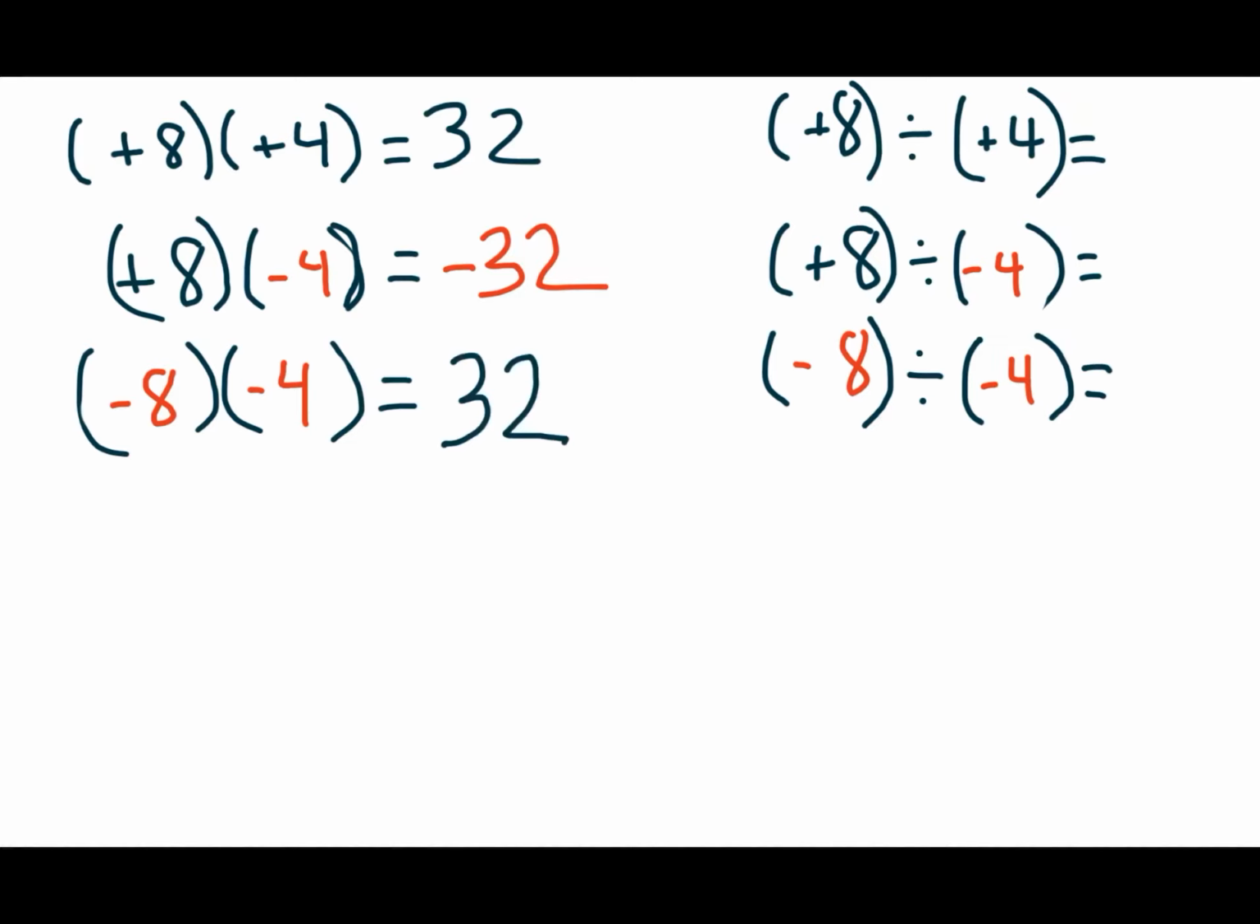All right, let's look at dividing. 8 divided by positive 4 is 2. 8 divided by negative 4 is going to be negative 2. And finally, negative 8 divided by negative 4, those are both negative numbers. You're going to get a positive 2. Okay, so we're going to review this a little bit.